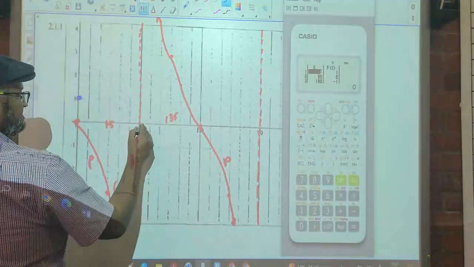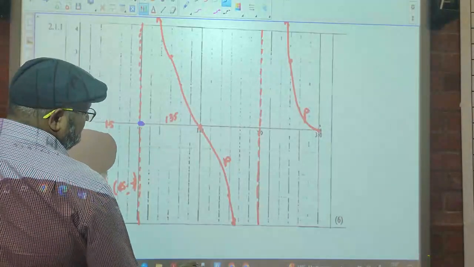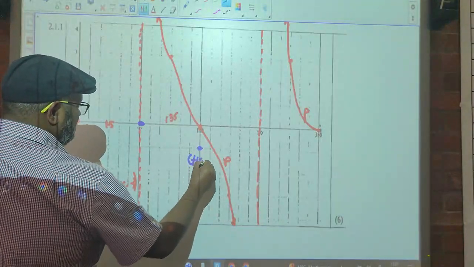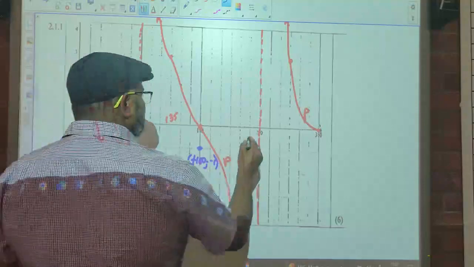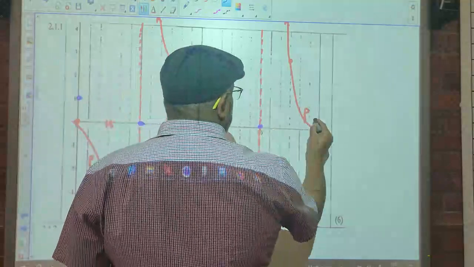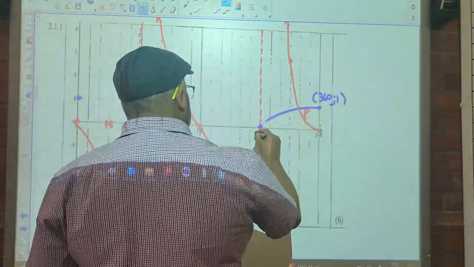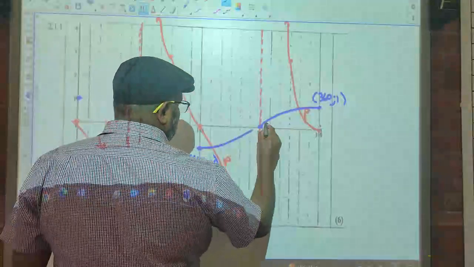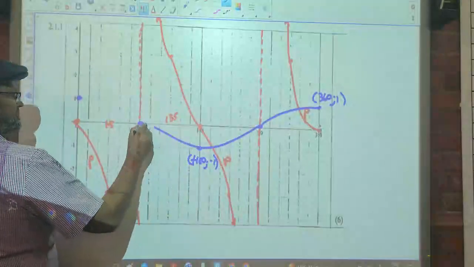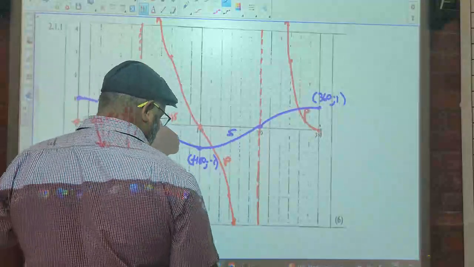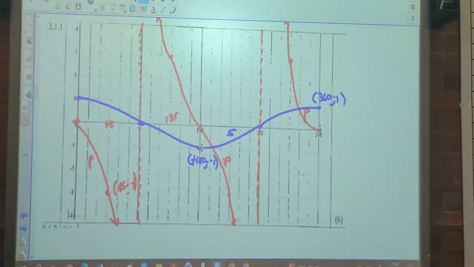At 90 it's 0. At 180 is negative 1. So I'm going to put that in there. 180 and negative 1. 270 and 0. 360 and 1. Okay, so I draw the graph freehand, no? And there's the graph. That is your cos graph, which is the S of x graph. Okay. So that's that. Let's go to the next question.